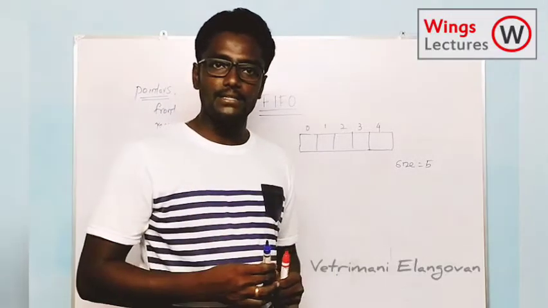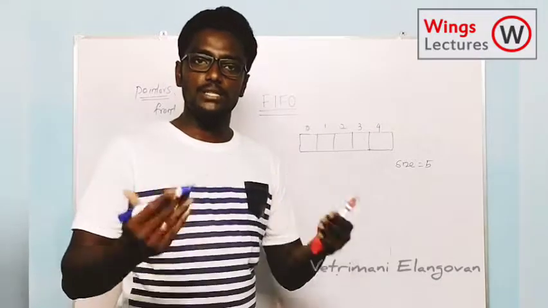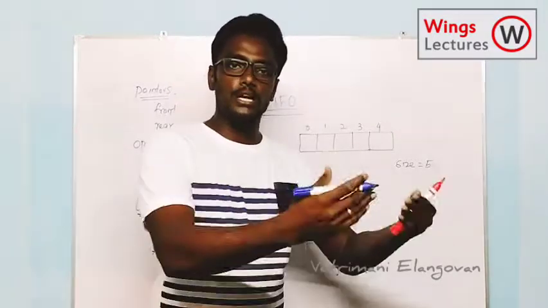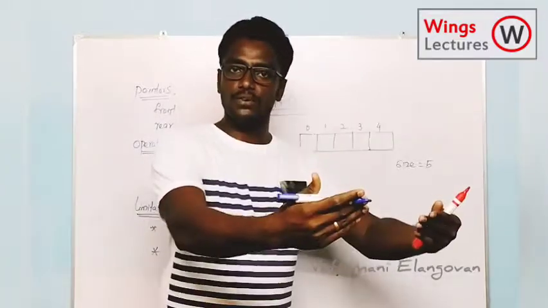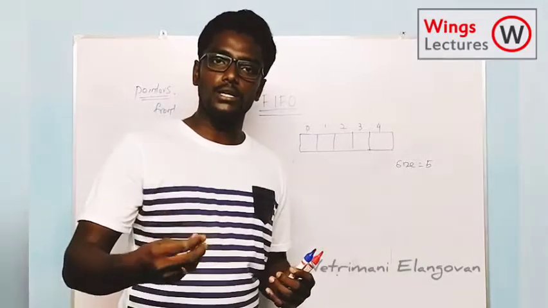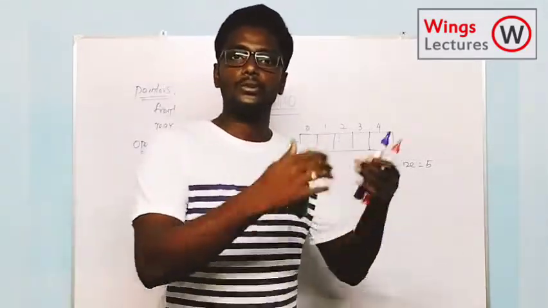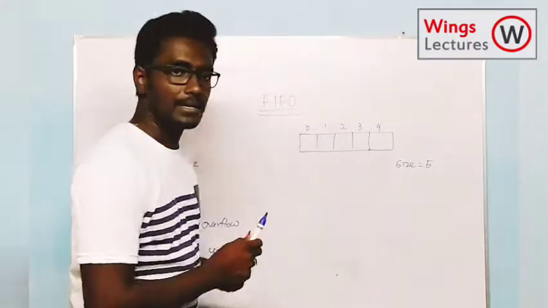Now let me explain what is queue. Queue is a linear data structure that follows first in first out principle. So what is first in first out? The first element which comes into the list is going to get served first. For example, we can see in theaters, in the ticket counter, whoever comes first is going to get served first, right? So that's the principle we are going to follow in queue.